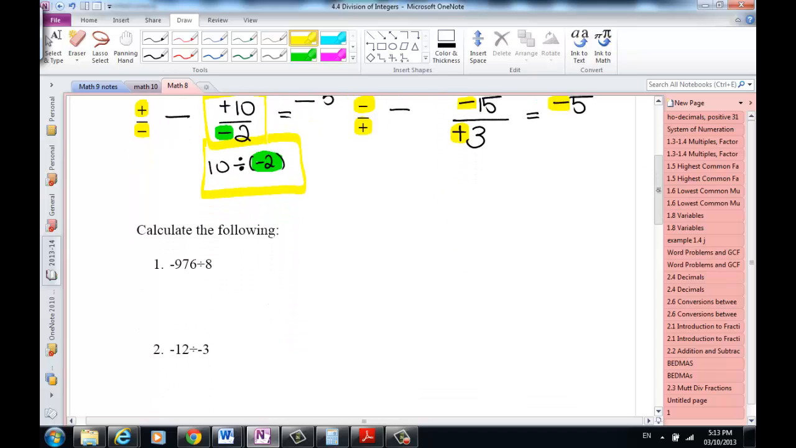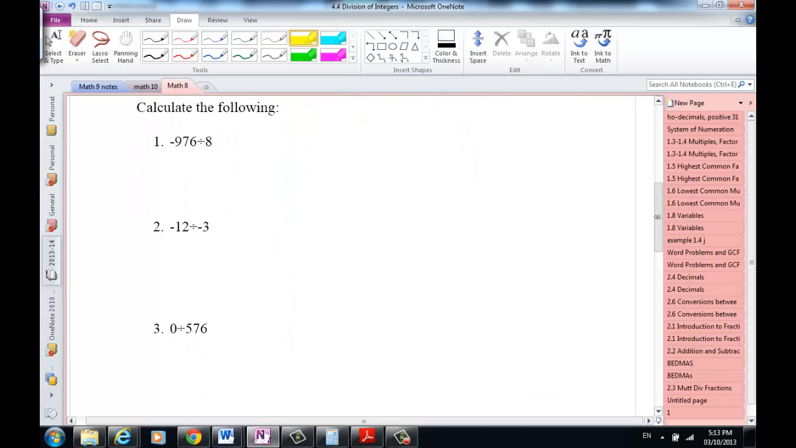Okay, we've got 3 examples. Alright, calculate the following. So I have negative 976 divided by positive 8. So I have a negative, and this 8 is positive. Therefore, my answer will be negative.